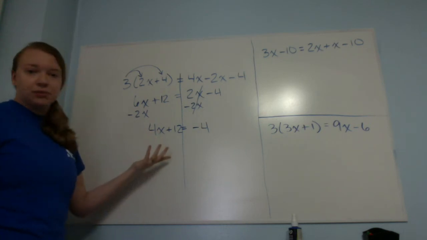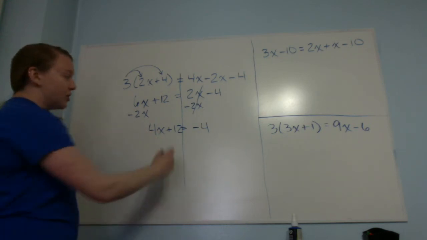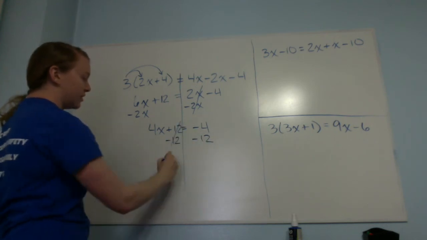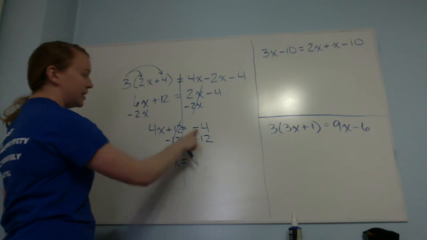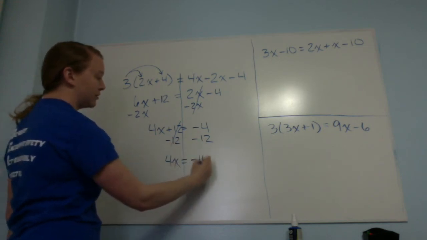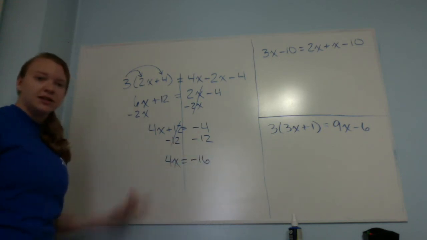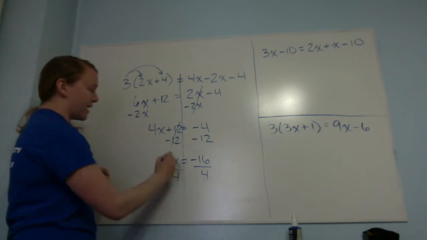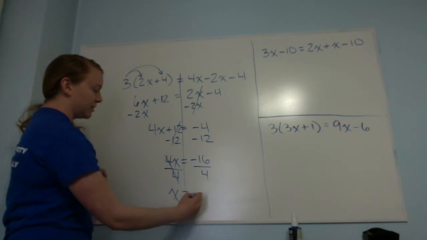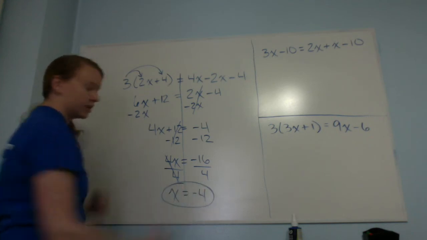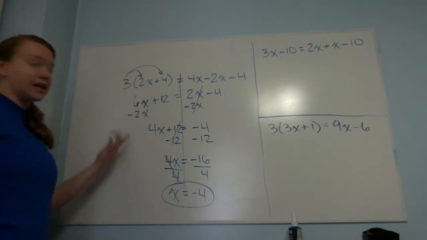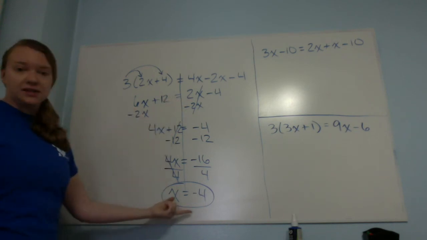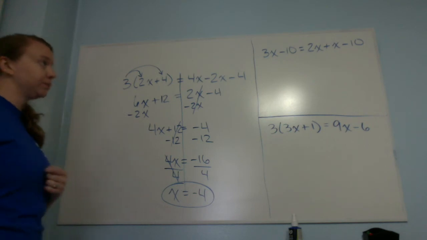Now I just have a simple two-step equation, right? So I can subtract 12x. This cancels out. I'm left with 4x. Negative 4 minus 12 is negative 16. And now all I have to do is divide by 4 on both sides. And I'm left with x equals negative 4. And again, I could have subtracted 6x from both sides instead, and I still would have gotten the same answer. So that's up to you.